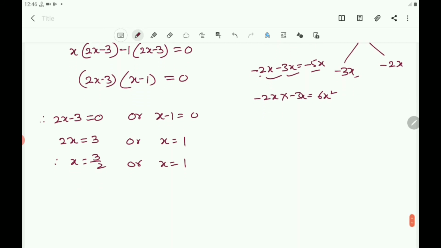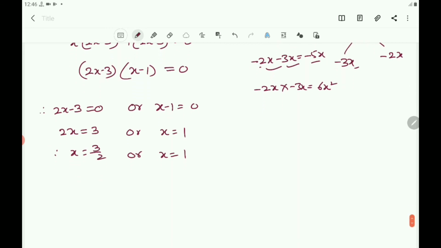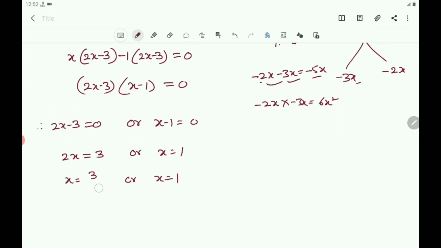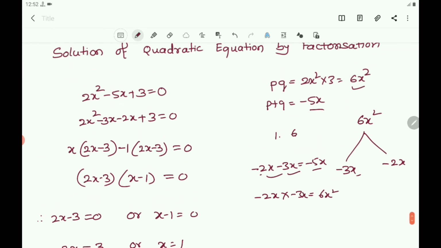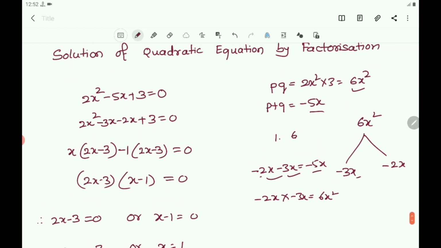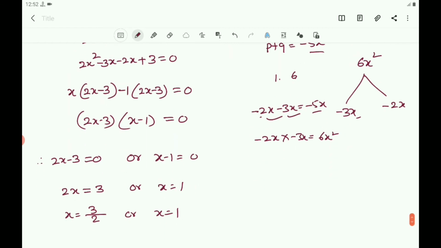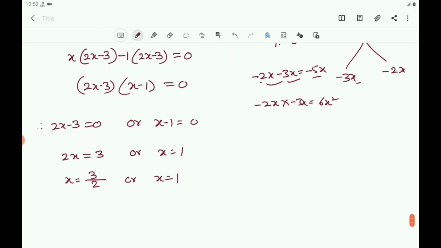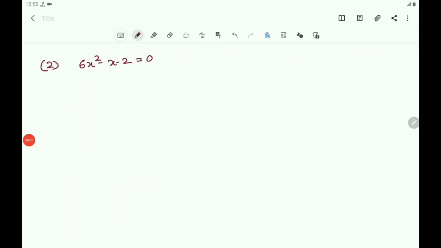What are the values of x here? x equals 3 by 2 and x equals 1. These are the two roots of the quadratic equation 2x square minus 5x plus 3 equals 0. Now you take the second one, 6x square minus x minus 2 equals 0.